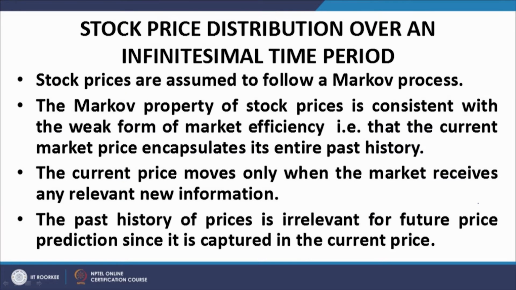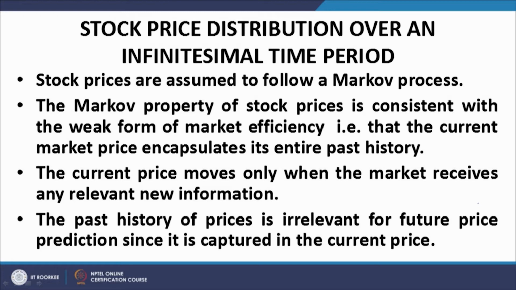The Markov property of stock prices is consistent with the weak form of market efficiency, that is, that the current market price encapsulates the entire past history. This is what I mentioned just now. The current price moves only when the market receives any relevant new information. This is a part of the weak form of the efficient market hypothesis, and the past history of prices is irrelevant for future price prediction, since it is captured by the current price.